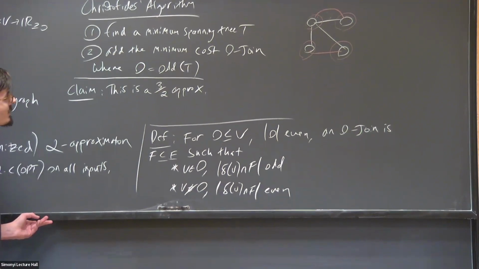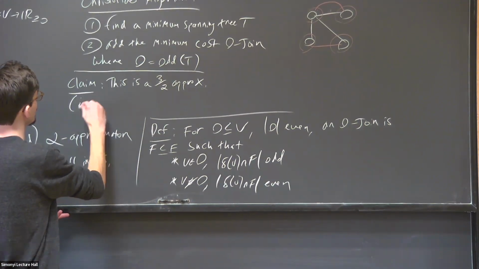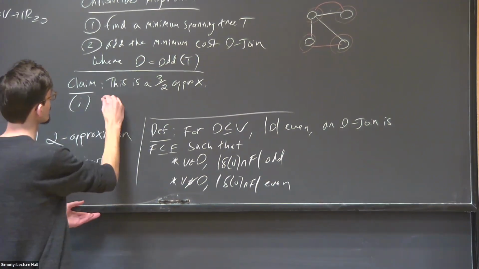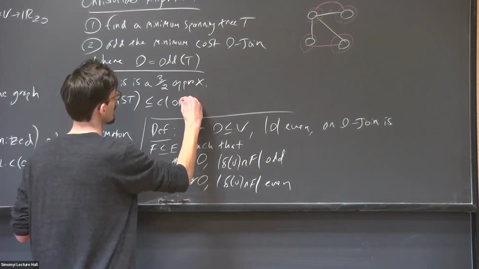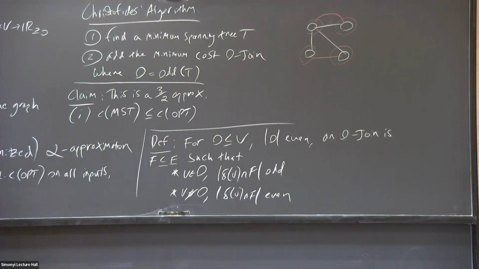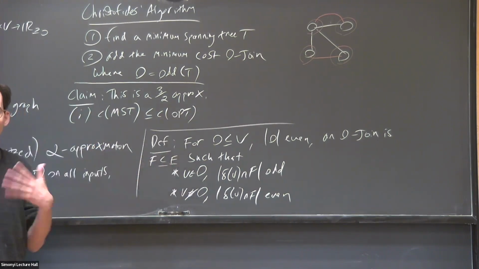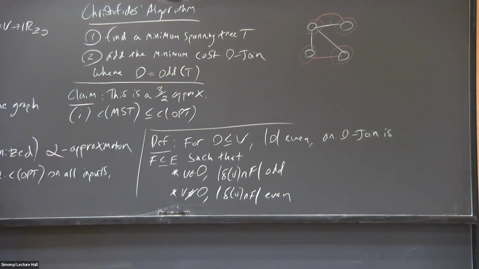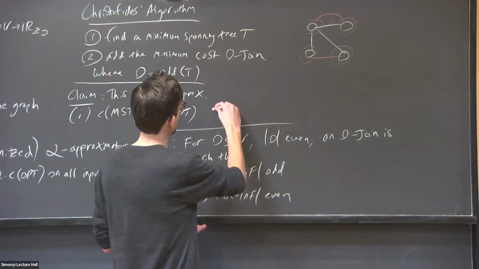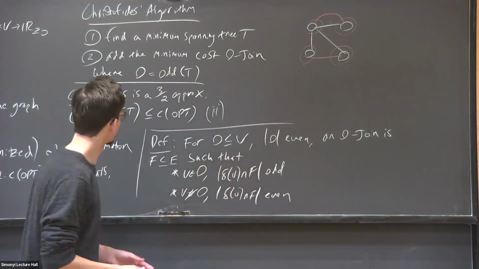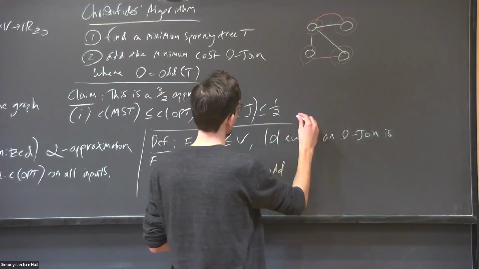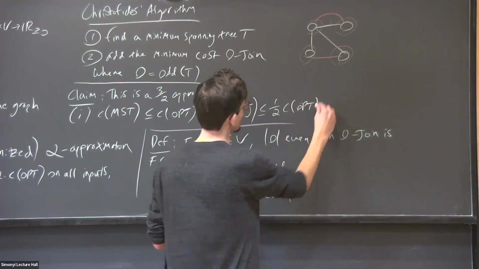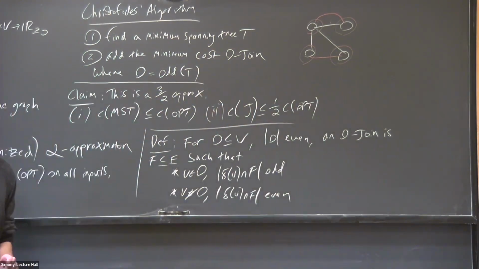All right, so the first thing I want to argue is that the cost of the minimum spanning tree is at most the cost of the optimal solution. This should be pretty clear. The optimal solution is connected, so it contains a spanning tree, and we're finding the cheapest spanning tree. Second thing is almost as easy: that the cost of the O-join is at most half the cost of the optimal solution.